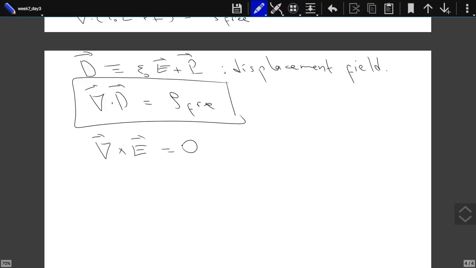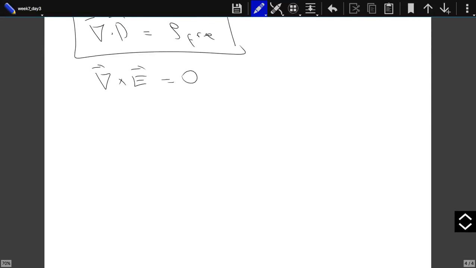Now, these things we will be discussing next week: how to calculate the displacement field for a given system, and how to relate the displacement field and the electric field. So for this week, let's look at an example first.